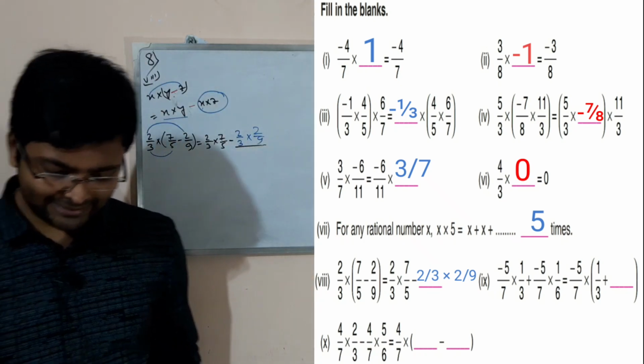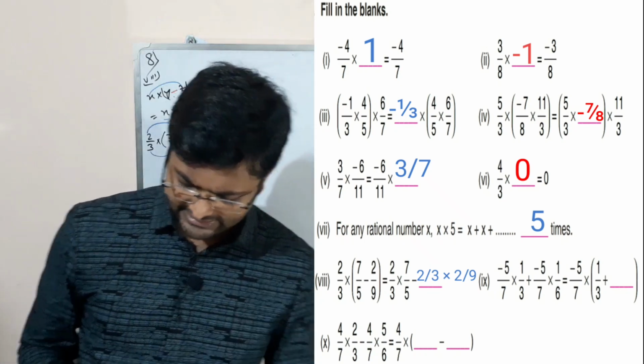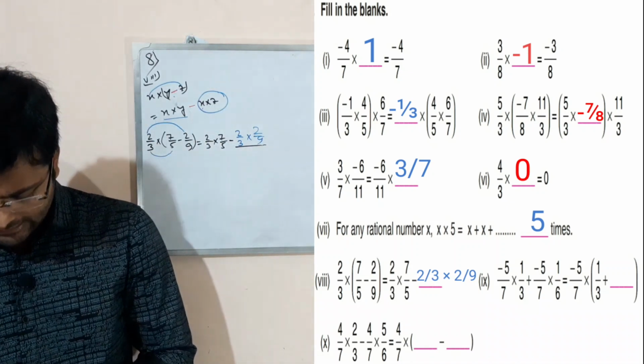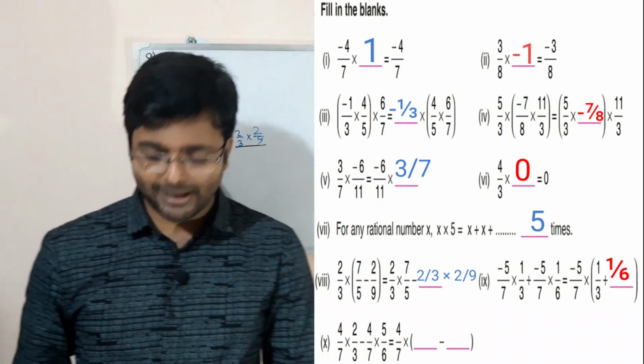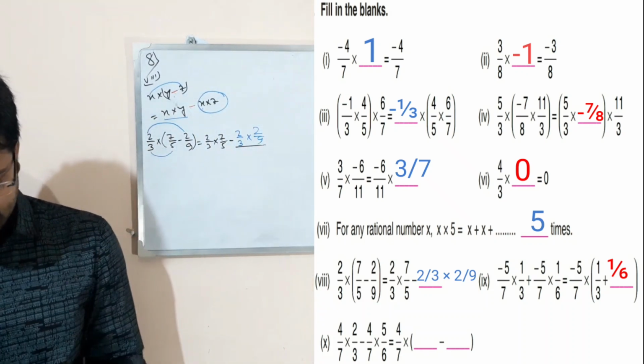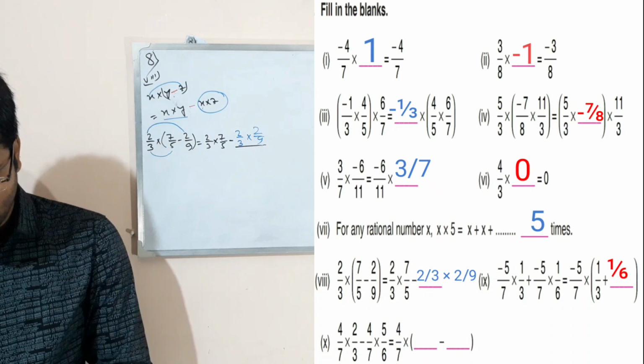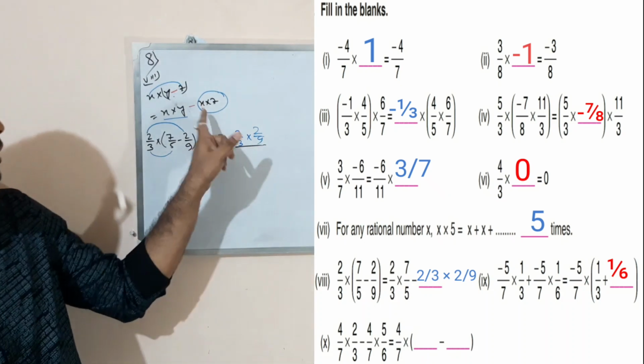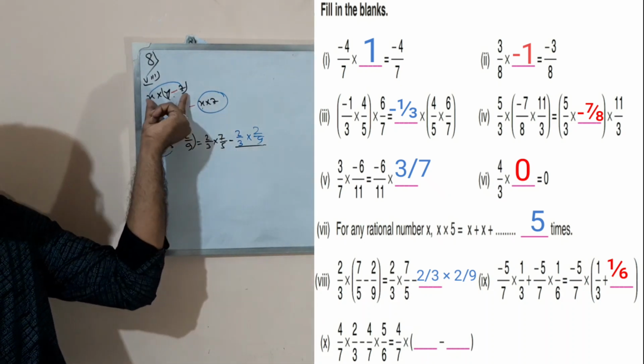Number 9, again similar, I think you can do it easily. The answer should be that within the bracket it will come 1 by 6. Okay, 1 by 6 is the answer. Now number 10, very easy. 4 by 7, here is also 4 by 7, you can see. So that law only we are using. What is given on this side, you have to write on that side.